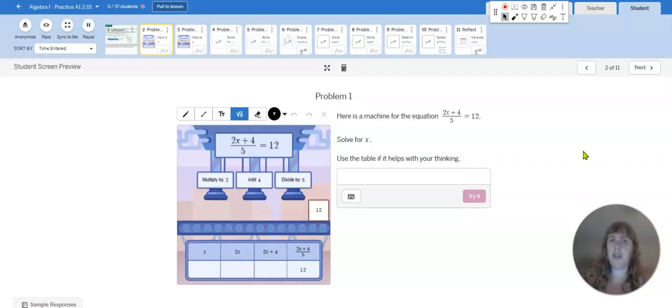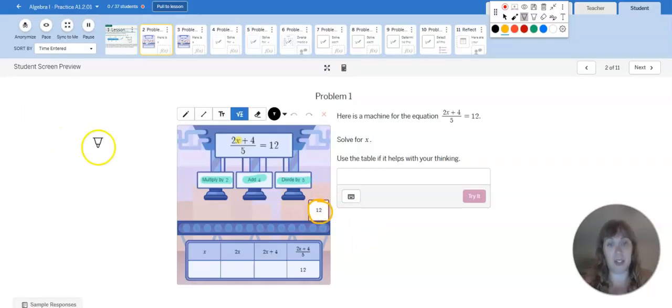Now we're looking at that working backwards. This is the machine for 2x plus 4 divided by 5 equals 12. So just noticing what we see here, here's our x, right? The first thing that we did to x was multiply it by 2. Then we add 4, then we divide by 5. So we end up getting this value of 12.